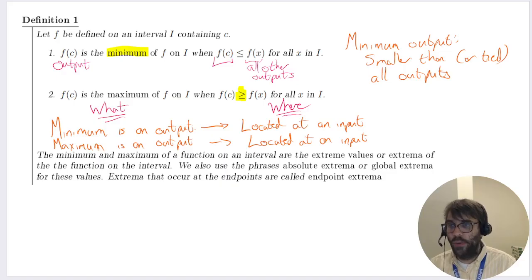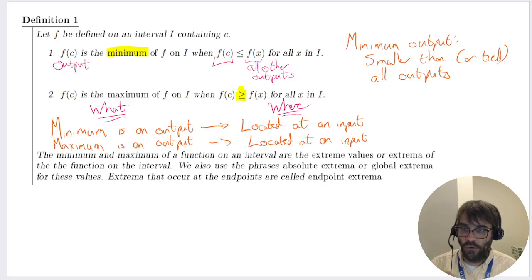Where is the input? What is the output? The maximum or minimum is the output. Its location is the input. Now, we're often going to talk about maximums and minimums sort of together. We want to group them together, even though they're kind of almost opposites of each other in a sense, not technically, but kind of. Intuitively, the maximums are like way up high and the minimums are way down low.